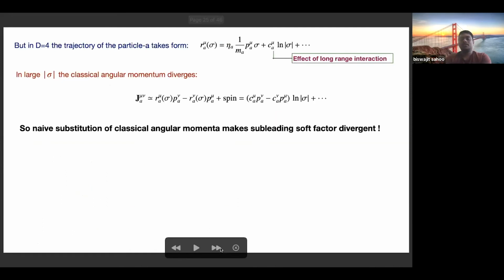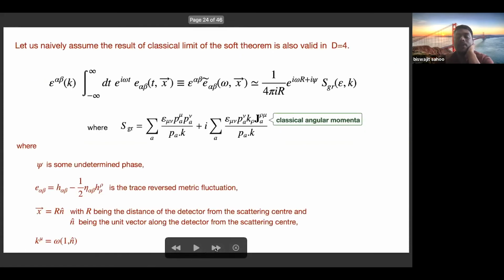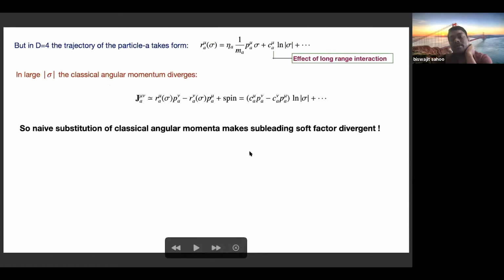So if we do this and see how it looks for d equal to 4, it turns out that in d equal to 4 the subleading soft factor diverges, because due to the long range gravitational interaction the trajectories are not straight lines at infinity, but receive a log sigma correction, where sigma is the proper time. That means even at large time it is not moving at constant velocity, but it is accelerating. And this acceleration term one can determine just by solving the geodesic equation.